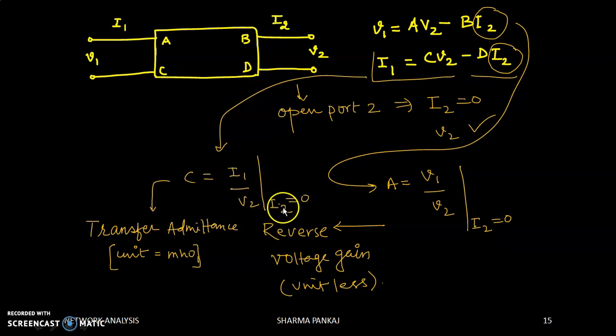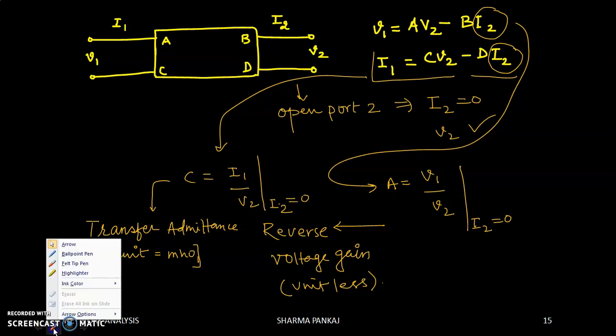When I2 is 0, see from here, this I2 is 0, so C is equal to I1 by V2. This is your transfer admittance. See the nature of the ratio, it is I upon V. I upon V is your admittance. So what kind of admittance is it? It is transfer admittance, and the unit is mho, that is ohm inverse.